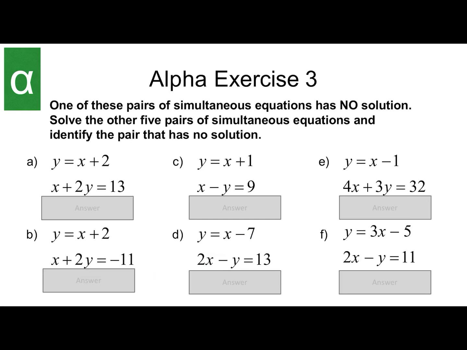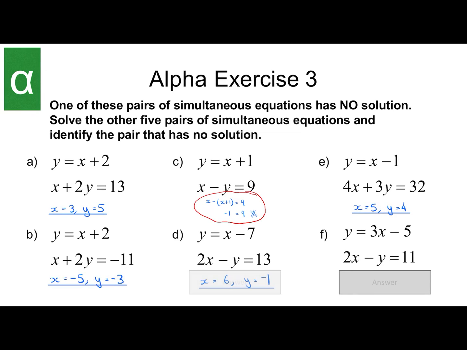What's neat about this is that one of these is actually impossible to find the answer to. There is no solution to the simultaneous equation. See if you can find out which one. Stop the video and have a go. It's actually this one that was wrong, C. There is no solution to C, and the others did have a nice solution.